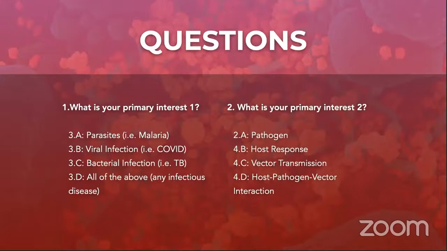The last question for today's session is, again, what is your primary interest in terms of what you are interested to apply bioinformatics to? And sorry, this should be 4. 4A, pathogen, 4B, host response, 4C, vector transmission, and 4D, host pathogen vector interaction. Okay, and I'll just give a minute for anyone to finish answering these questions.